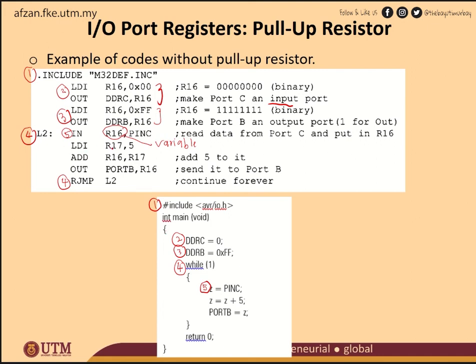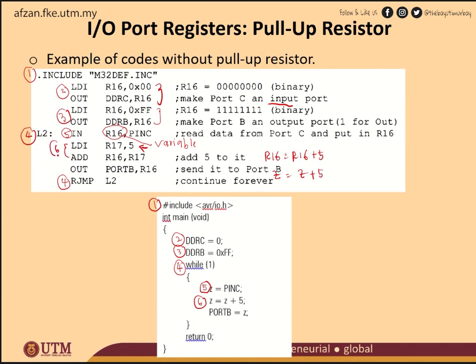Okay, next, LDI R17, 5, ADD R16, R17. So what happened here is R16 equals R16 plus R17. What is R17? 5. Okay, so in C programming, we just write down Z, which is your R16, equal to Z plus 5. There is no need to do these lines here in C programming because we can automatically add with the immediate data. So this is step number 6.